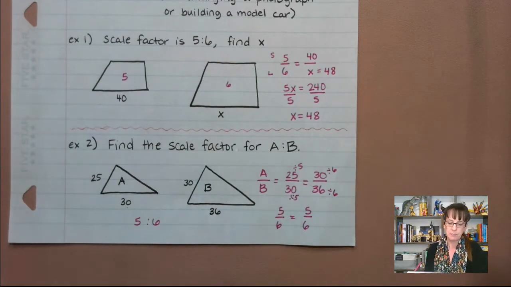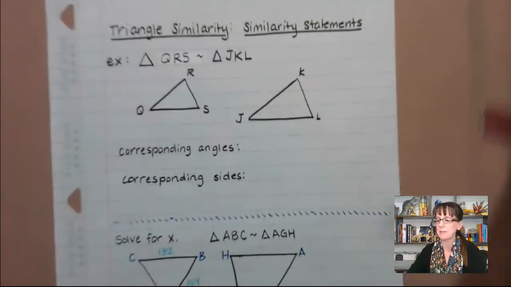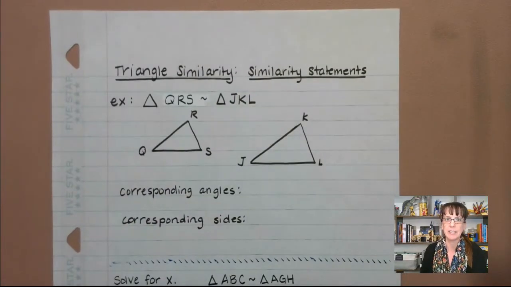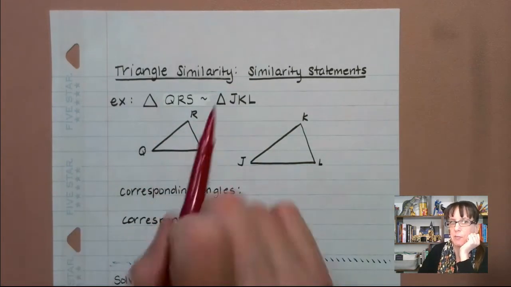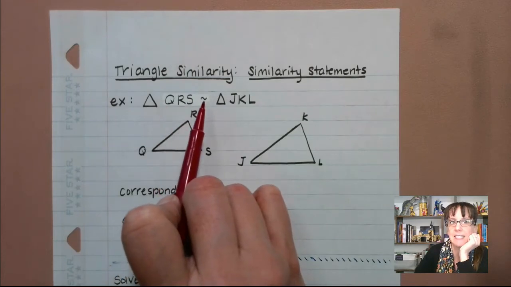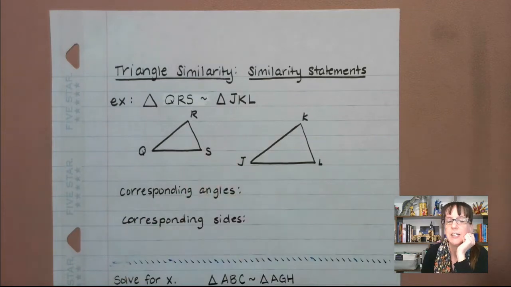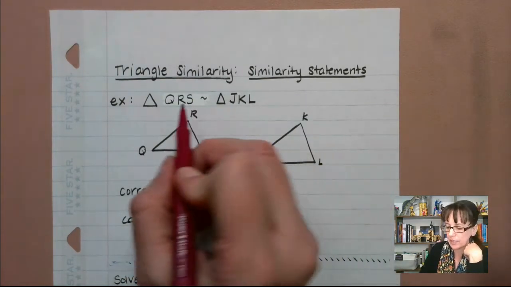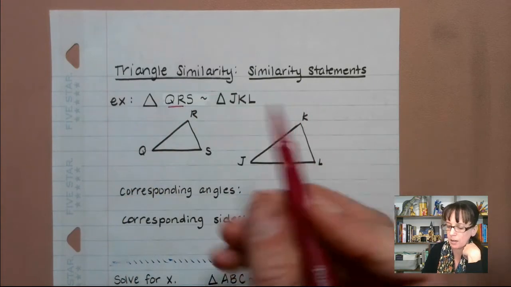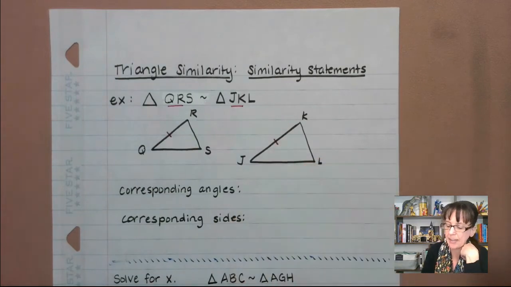We have similarity statements. Similarity statements are vitally important when you're comparing and dealing with similar triangles. In this example, we have QRS is similar, that's the shorthand for similar, JKL. These similarity statements are very important because that tells us the order that these things go in. So for example, QR and JK. Those are going to be similar.